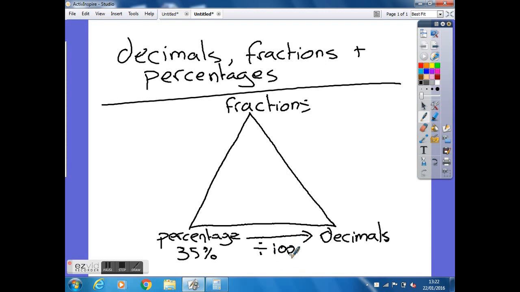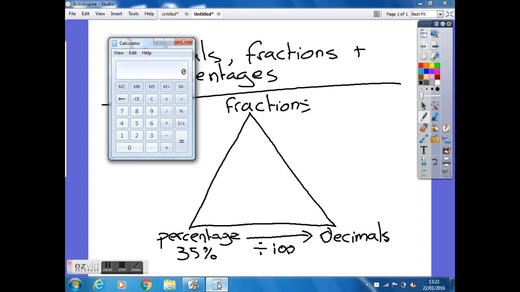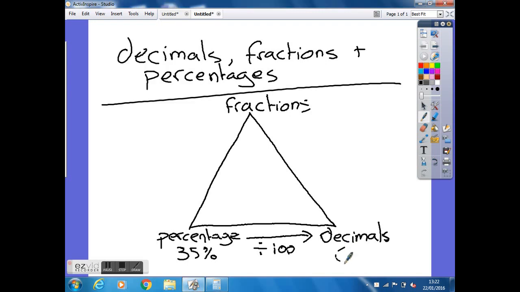So at this point it is useful to remember that we can use calculators during these tests. So obviously don't feel like you have to try and do it in your head. You can feel free to use a calculator whenever you can. So for this one, obviously 35 divided by 100. Let's try that again. That's better. You can see we end up with 0.35.